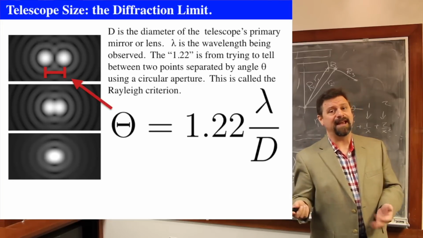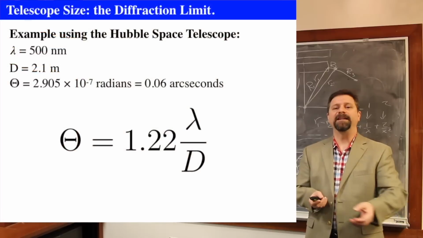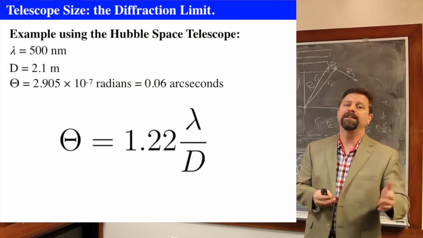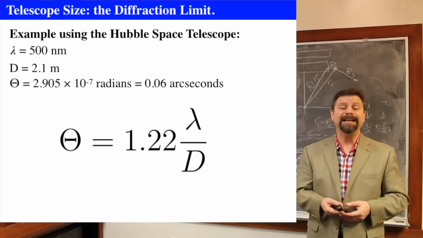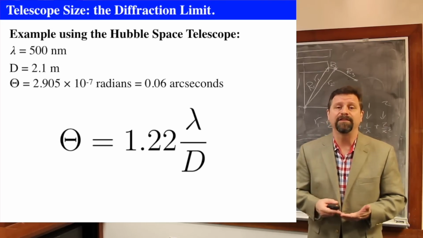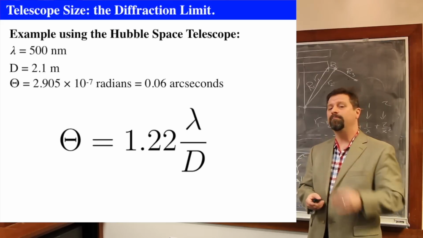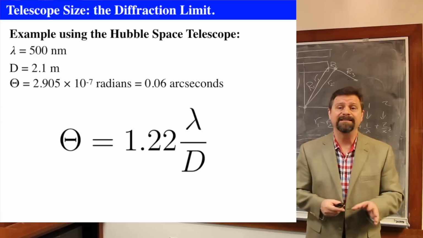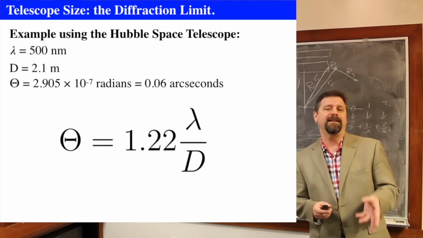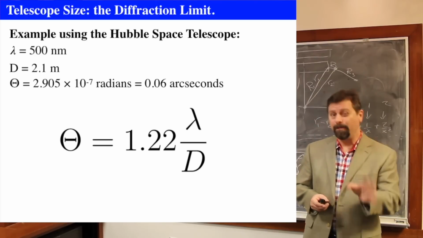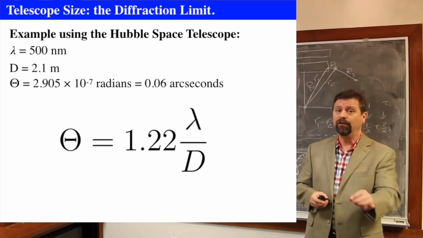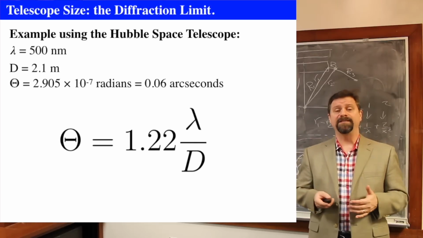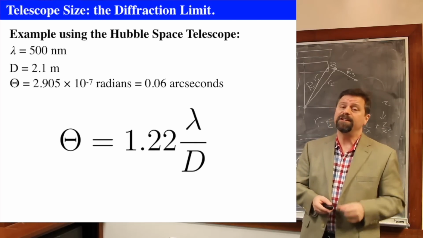All right, so as an example, the Hubble Space Telescope is up in space. It can look at visible wavelengths, so a typical bluish-greenish visible wavelength is about 500 nanometers. The diameter of the Hubble Space Telescope is 2.1 meters. So if we plug it into this Rayleigh criterion equation, we get that the diffraction limit is about 3 times 10 to the minus 7th radians. Remember from the beginning, we're looking at really small angles, so this is good. And that means about 0.06 arc seconds. So the Hubble Space Telescope's diffraction limit is 0.06 arc seconds.